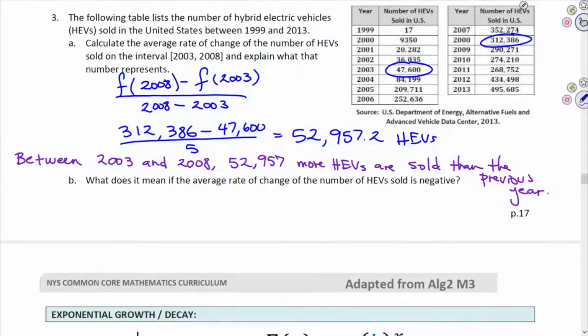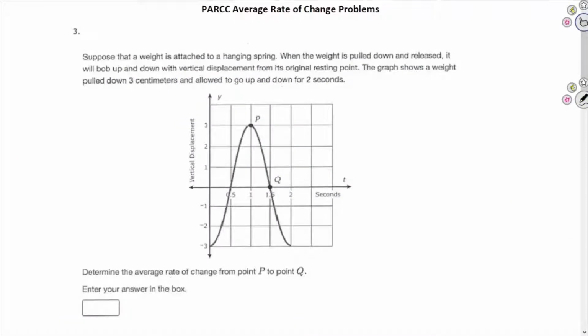Now let's look at some other problems from previous released PARCC questions about average rate of change. These are in no particular order. I ordered them based on the number value in that test. Suppose a weight is attached to a hanging spring. When the weight is pulled down and released, it will bob up and down with vertical displacement from its original resting point. The graph shows a weight pulled down 3 centimeters and allowed to go up and down for 2 seconds.